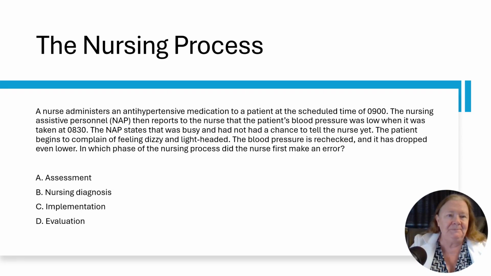All right, next one. This is kind of a long one, and some students do get tripped up on this one, so we're going to look at this very closely. A nurse administers an antihypertensive medication to a patient at a scheduled time of 0900. The nurse assistive personnel, the NAP, then reports to the nurse that the patient's blood pressure was low when it was taken at 8:30. The NAP states that they were busy and had not had a chance to tell the nurse yet. The patient begins to complain of feeling dizzy and lightheaded. The blood pressure is rechecked and it has dropped even lower.